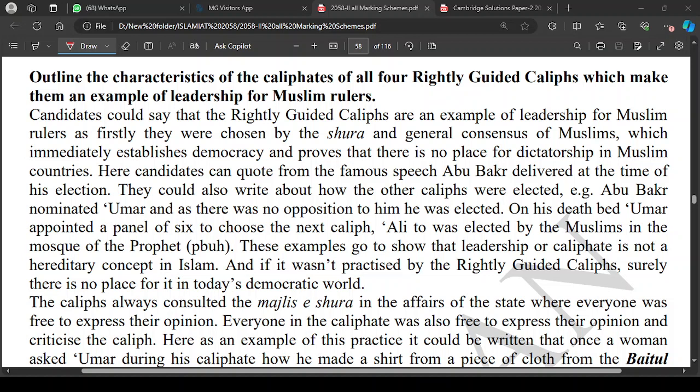तो हमारी जो आज की क्लास है वो है फ्रॉम द राइटली गाइडेड कैलिप्स विच इज़ रिलेटेड टू पेपर टू। ठीक है, पेपर टू में राइटली गाइडेड कैलिप्स इज द मेन टॉपिक। ठीक है, there would be one question, at least one question from this topic.